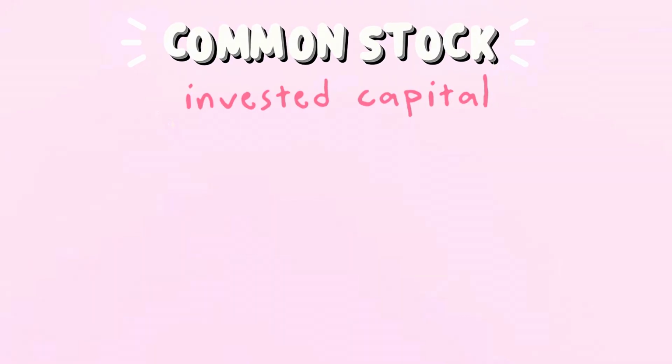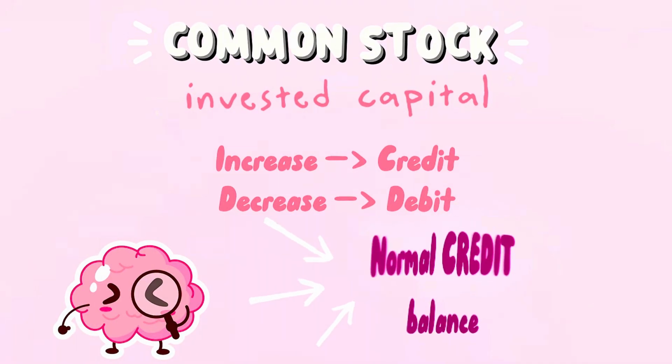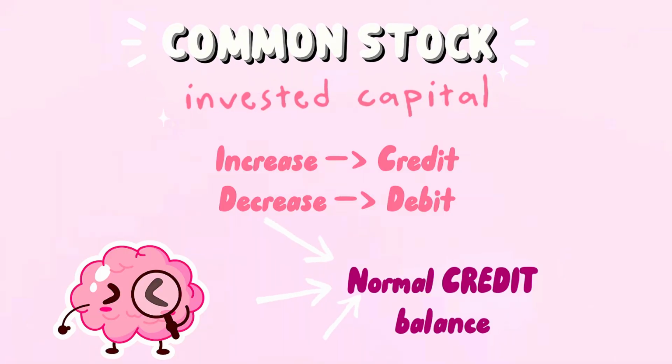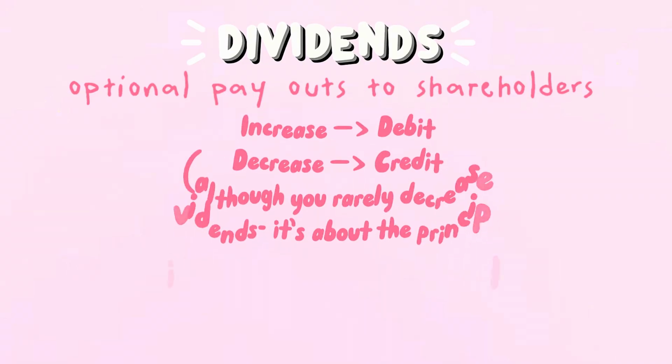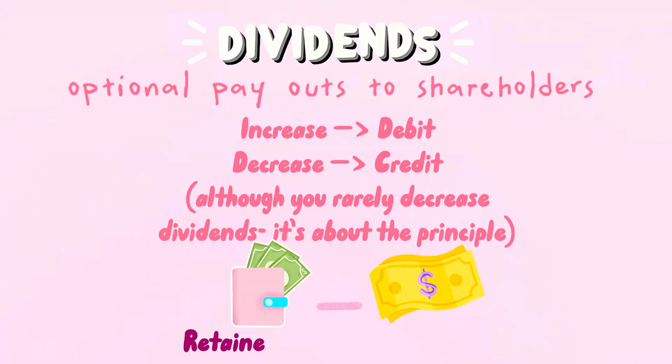So let's look at common stock, the invested capital. This will increase with the credit because it is going to increase my equity and what I, as the owner, keep. Dividends are going to increase with the debit because it's money I'm taking away from my retained earnings. Debits decrease equity and dividends decrease my equity. Therefore, dividends increase with the debit.